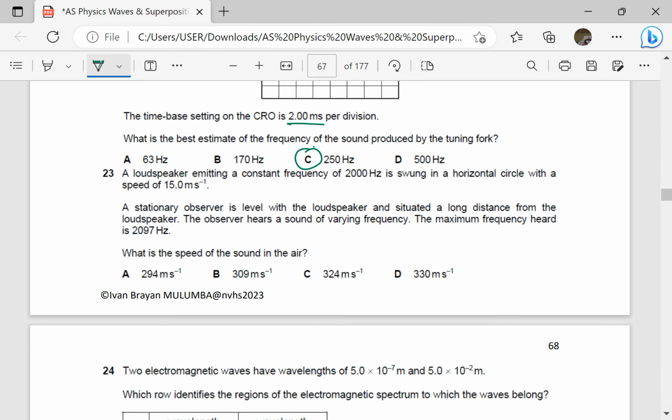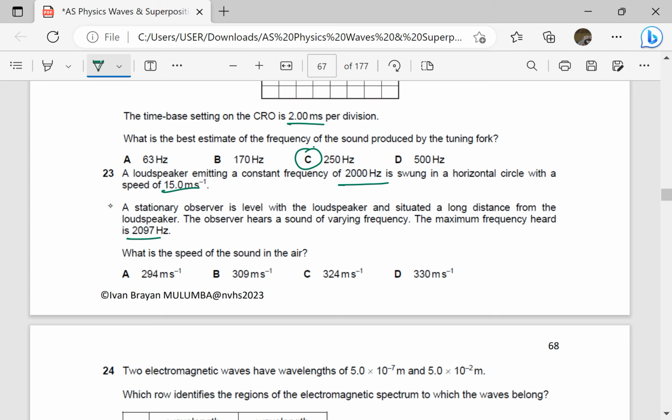A loudspeaker emitting a constant frequency of 2000 Hz is swung in a horizontal circle with a speed of 15 meters per second. A stationary observer is level with the loudspeaker and situated a long distance from the loudspeaker. The observer hears a sound of varying frequency. The maximum frequency heard is 2097 Hz, which is higher. What is the speed of the sound in the air?